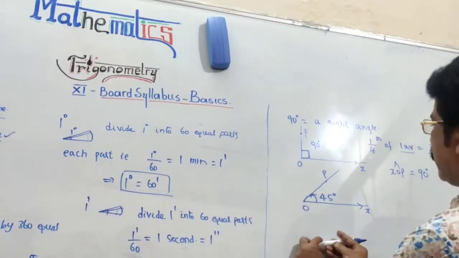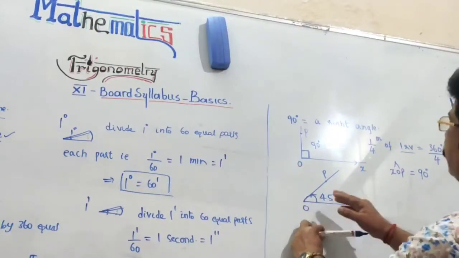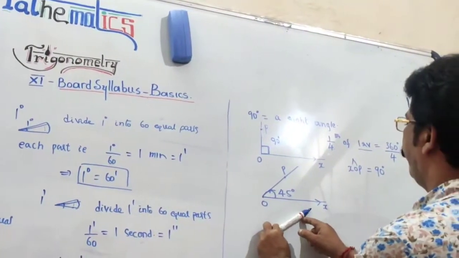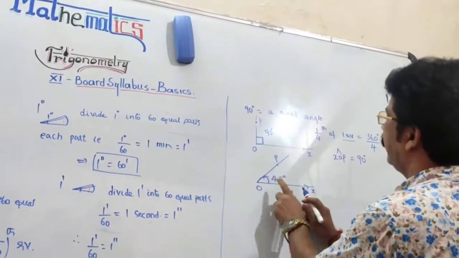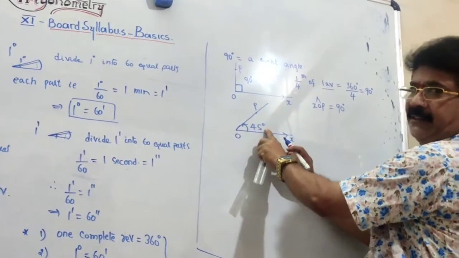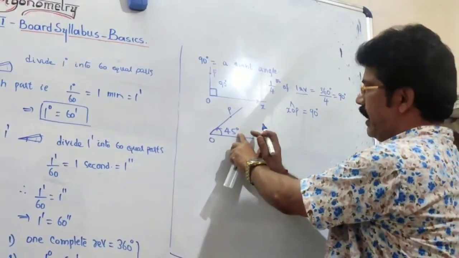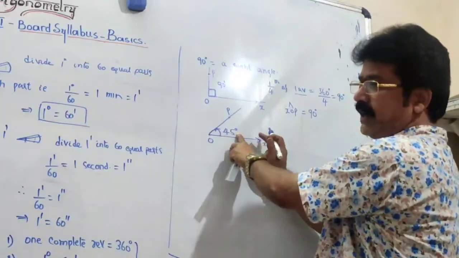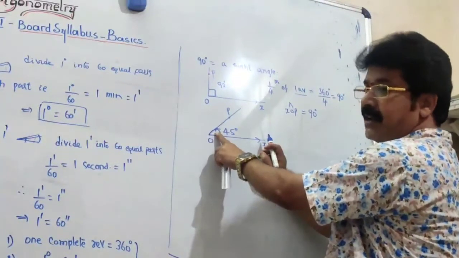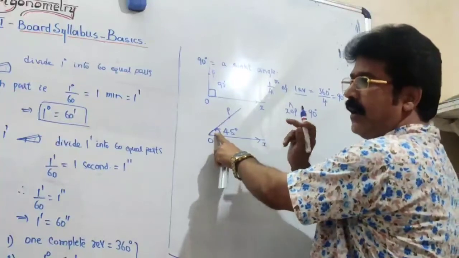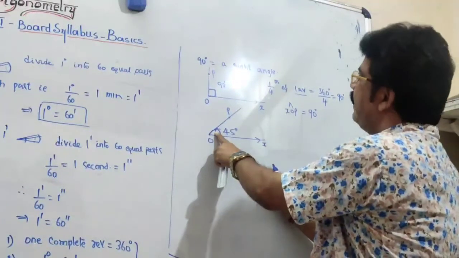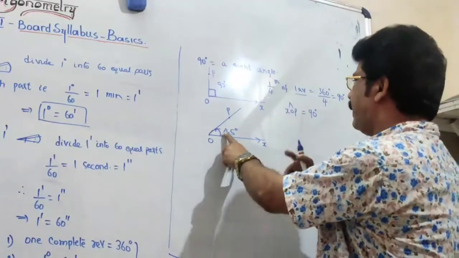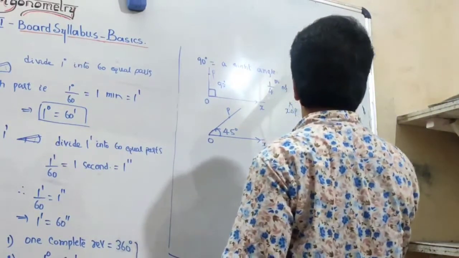The arrow mark is upwards, so it is rotating in the anti-clockwise direction. That's why I wrote plus 45 degrees. How can we find whether it is in the positive or negative direction? The arrow mark tells us, and then we can assign the sign either plus or minus. Okay, 45 degrees. Later, how can we represent 30 degrees?